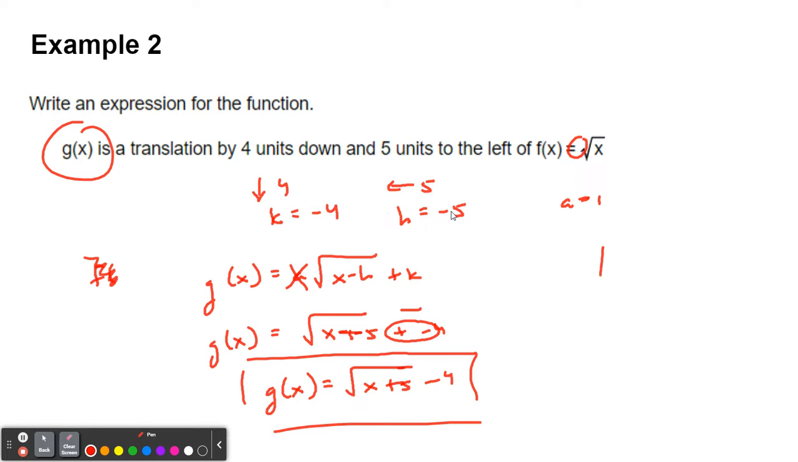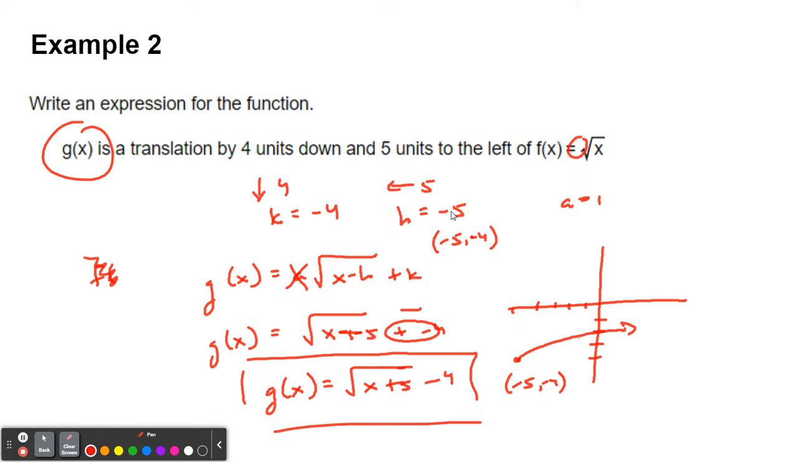Let's quickly graph it just real fast, right? So the starting point is going to be my h and k at -5, -4. So I'm going to go left 5, as it says, and down 4. And then I'm just going to draw a generic picture, like so. So there's my square root, right? Again, it's not to scale. It's okay. All I know is I have my starting point here at -5, -4.